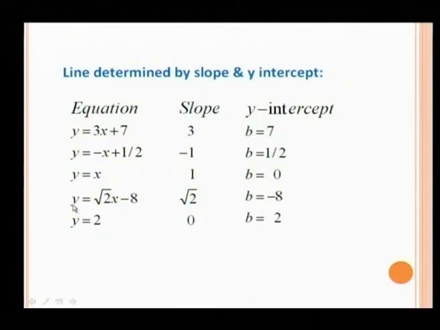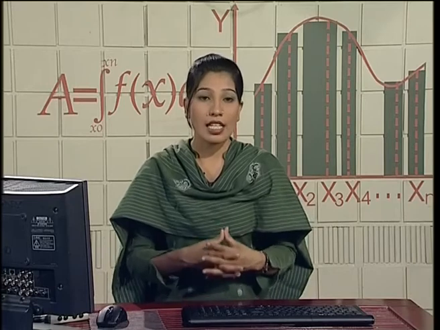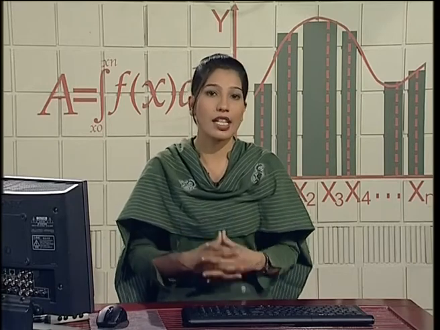The next equation is y is equal to under root 2 x minus 8. For this equation our slope is under root 2 and y-intercept, which is b, is equal to minus 8. For the final equation, y is equal to 2, slope is 0 and y-intercept is equal to 2. The third method to determine a line is to determine a line through a general equation.